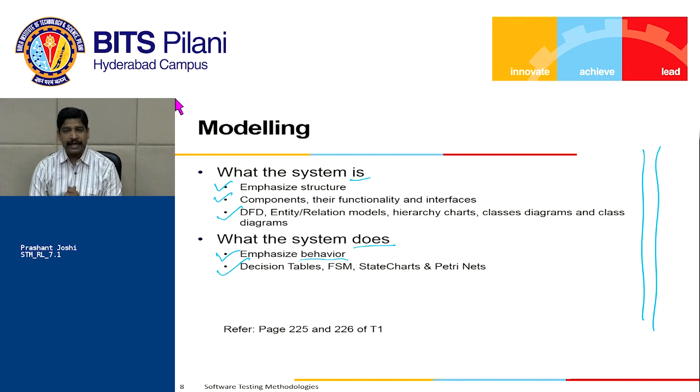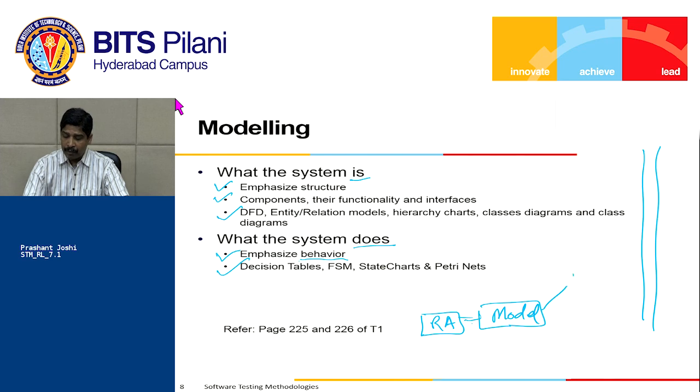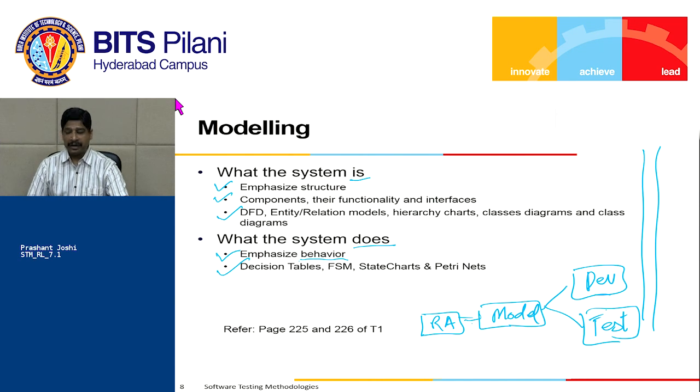Now, one way to see it is that there is a system which is specified, and then there is requirements analysis that happens, and then there is a model that gets derived of the system. And this model may be commonly used for development and commonly used for test. But that's not a must.